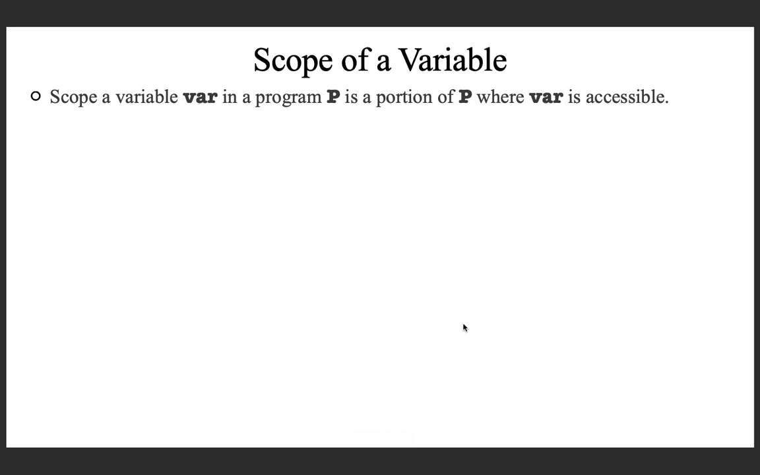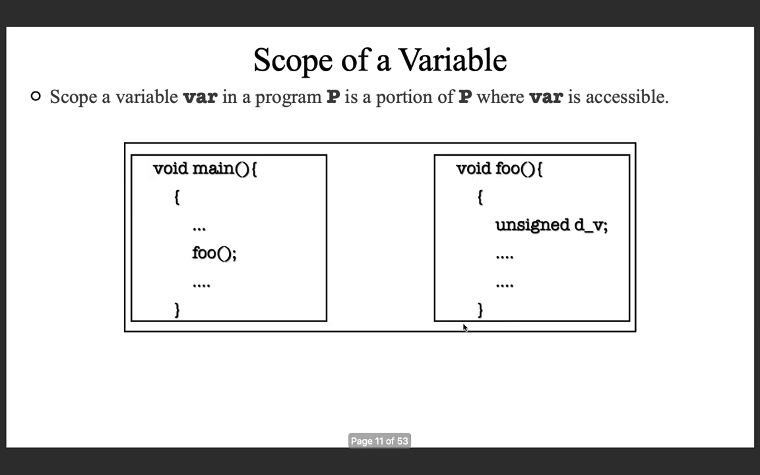Scope of a variable in a program is a portion of the program where the variable is accessible. So this is a simple concept. Consider this example, the same example, and now suppose you want to know the scope of this variable. By this definition, what is the scope?